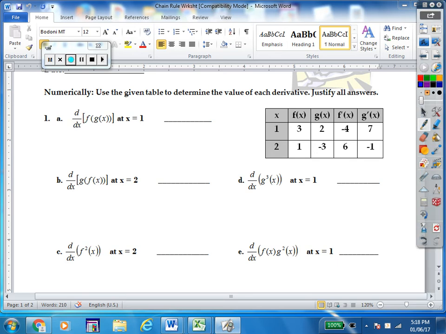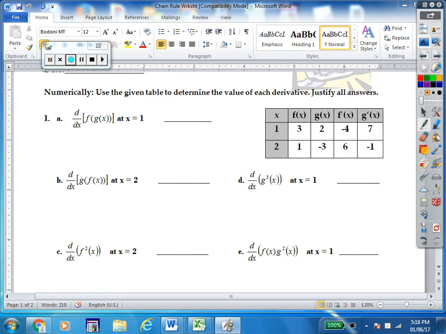We're going to take the derivative of f of g of x. That's a composition. It's not f times g. It's g inside of f. And because it's a composition, we have to use chain rule. But this is actually easier than the algebraic way.